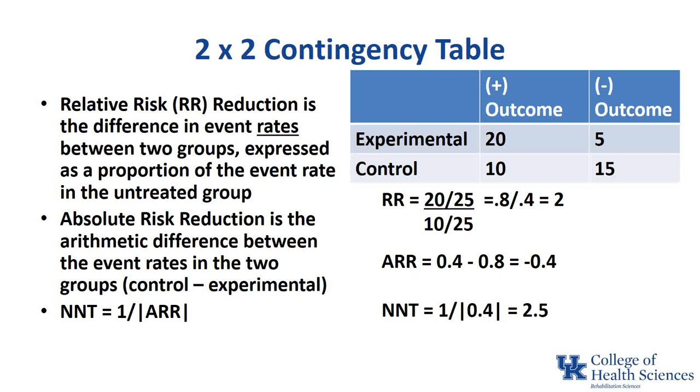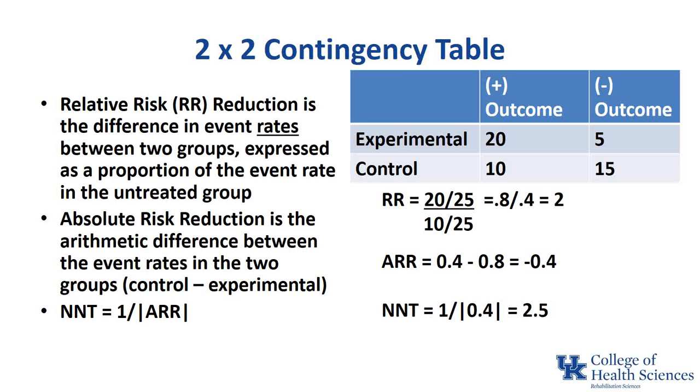So the relative risk of a positive outcome is 2 times greater if you do the experimental versus the control intervention. The absolute risk reduction is the arithmetic difference between the event rates in the two groups, where you take the control minus the experimental. So 0.4 minus 0.8 equals a negative 0.4. That's why you use the absolute value, so it's 1 over the absolute risk reduction. So the numbers needed to treat in this totally made up table would be 2.5. And I confirmed this in that Java 2x2 table to make sure the math all worked out correctly.